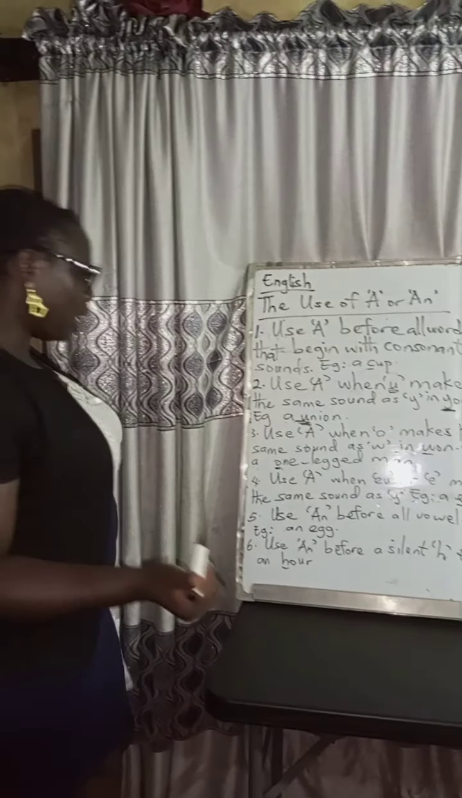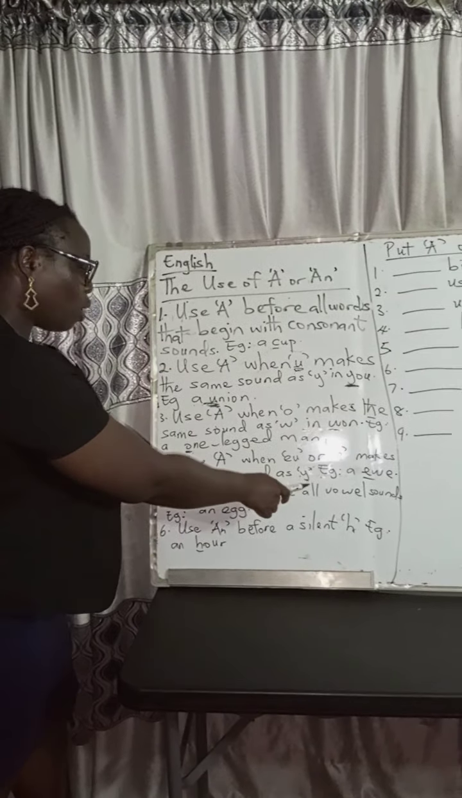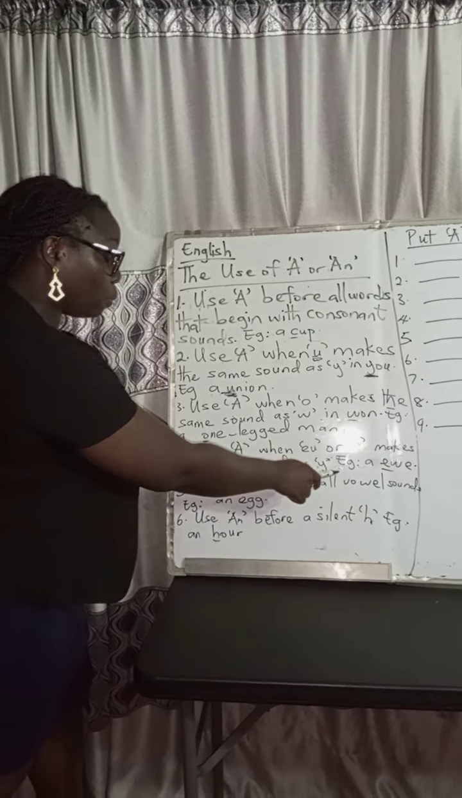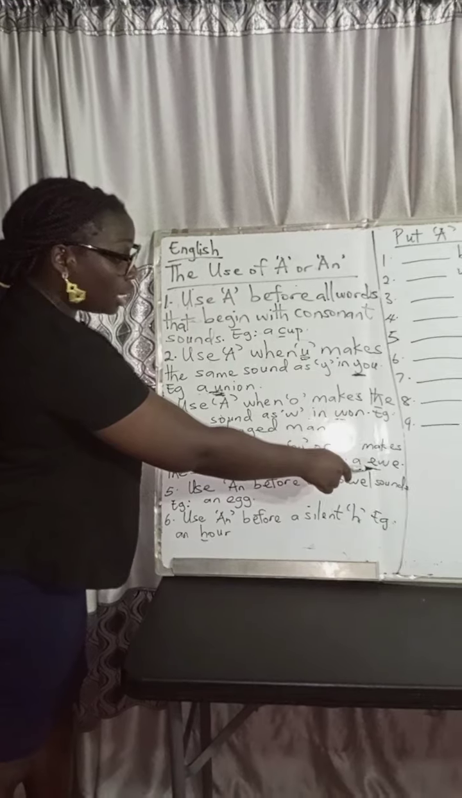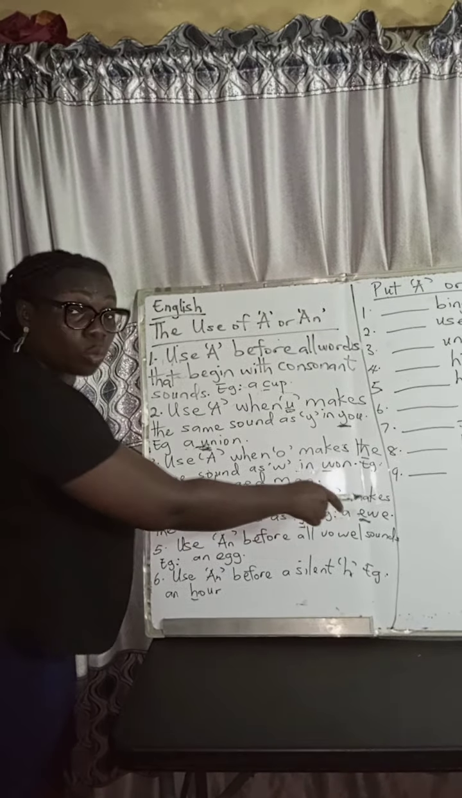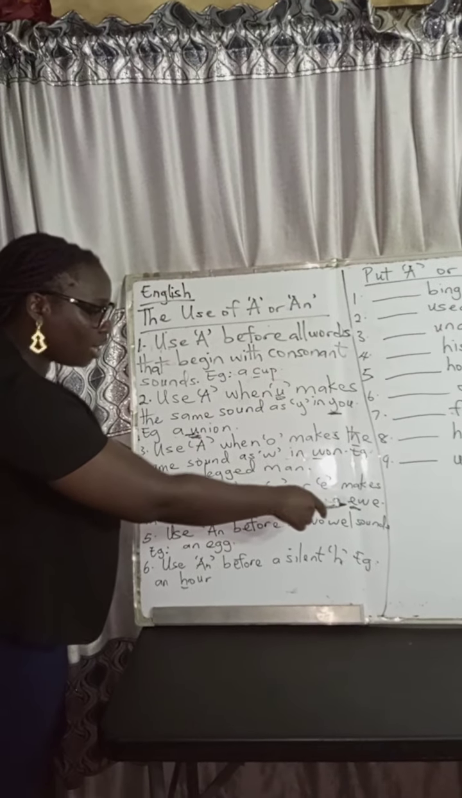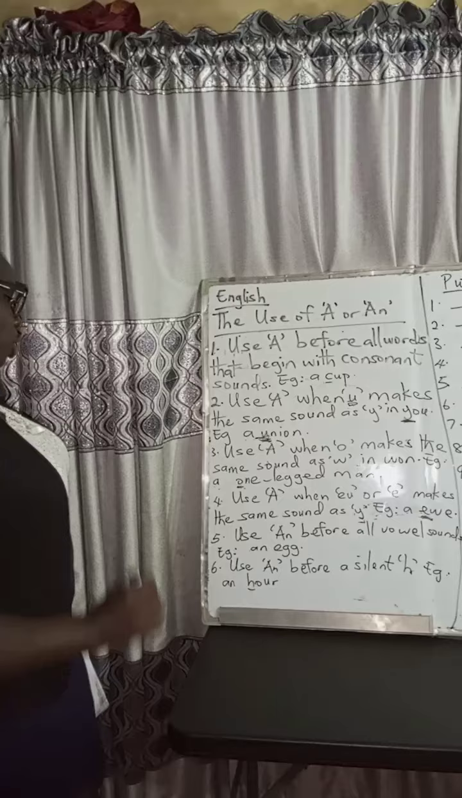When else do you use A? When EU or E makes the same sound as Y. Example, a U. This letter E sounds Y. So you will not say an U. You say a U. That's when you use A.